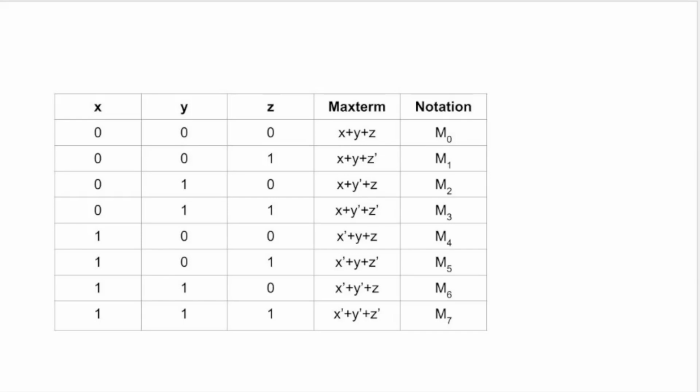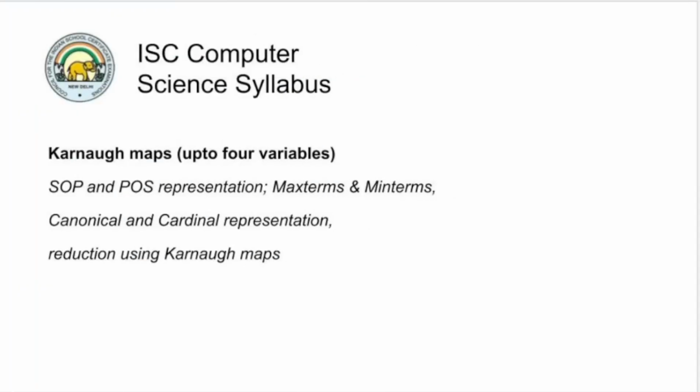Now a Boolean expression can be expressed in a canonical representation or using a cardinal representation. So there are 2 representations, canonical representation and cardinal representation. Canonical representation means that the entire expression will either be in max terms or min terms, whereas cardinal representation means that we use numbers to represent the individual terms. Let us understand this further with the help of an example.